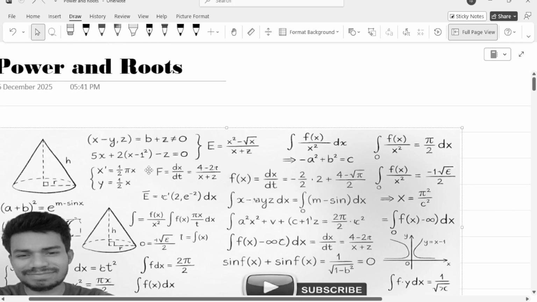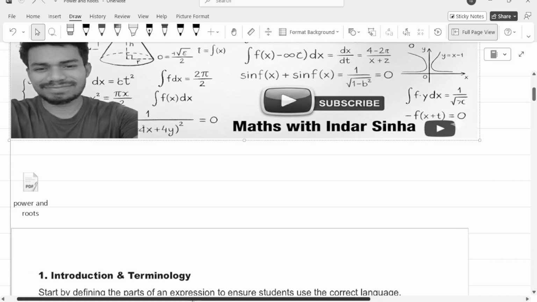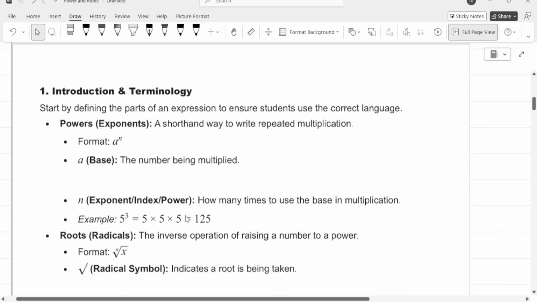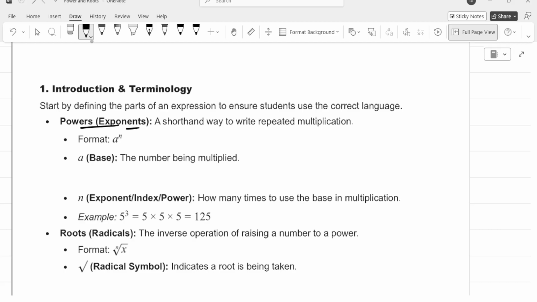Today's topic is power and roots. Now let's start. First we discuss the introduction and terminology part. You have heard in your previous classes what a power or exponent is. We also know the alternate names for powers and exponents.